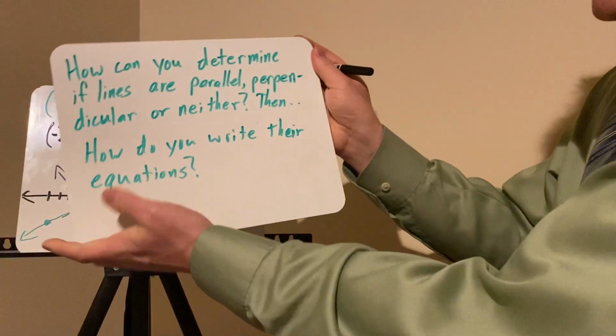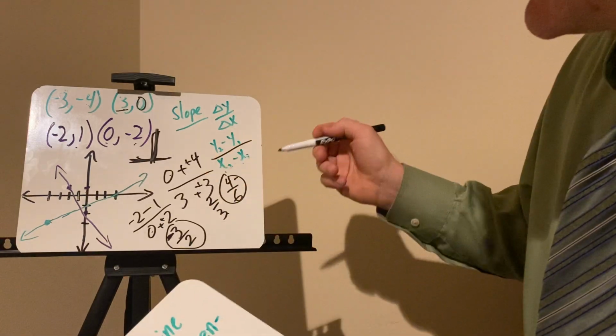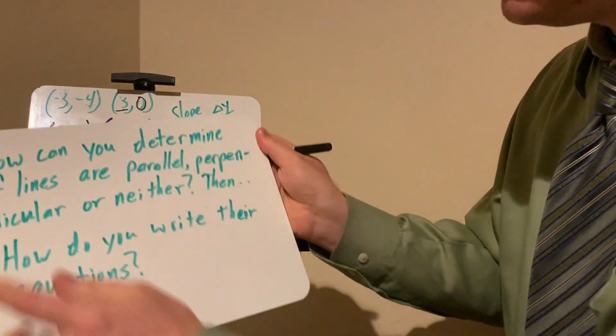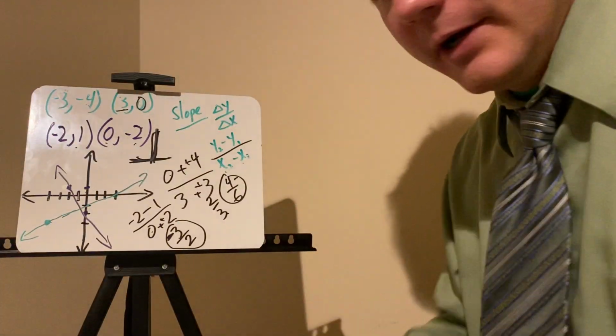So how do you write their equations? I just kind of talked about that. Now that I have the slopes, I could obviously use point-slope form. How can you determine if lines are parallel, perpendicular, or neither? That's the main focus here.